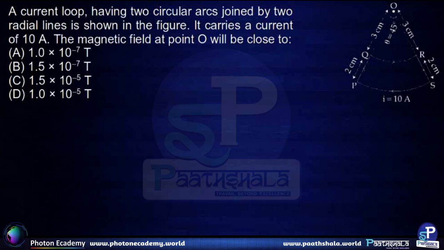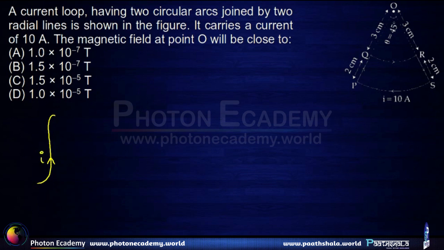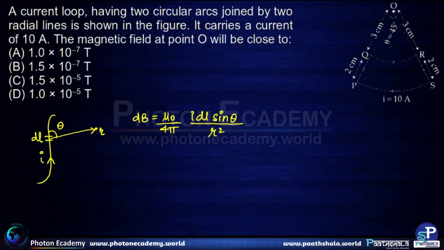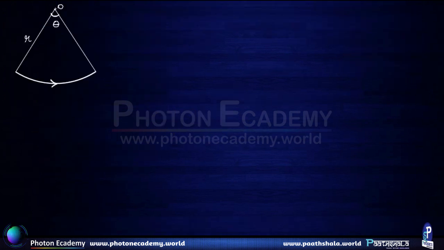According to the Biot-Savart's law, in a current carrying element, magnetic field due to an element dl at a distance r, which makes an angle theta with the element dl, is given by dB equals mu naught upon 4 pi into idl sin theta divided by r square. We will apply this law to find magnetic field at point O due to this current carrying arc.